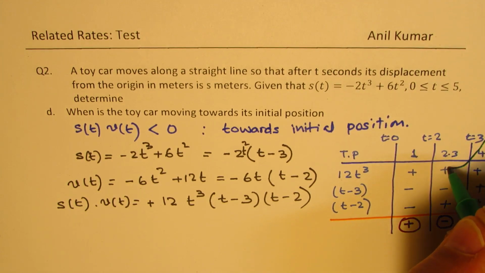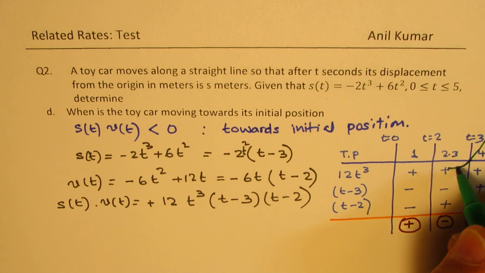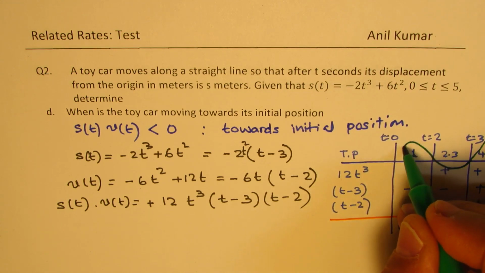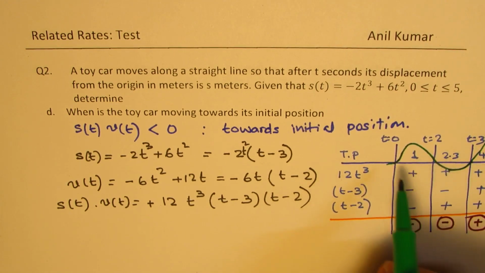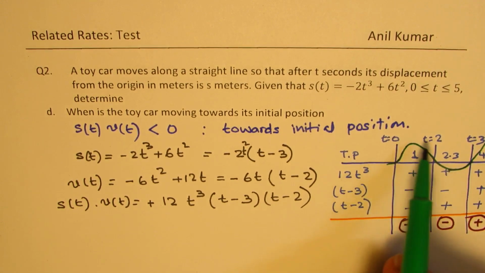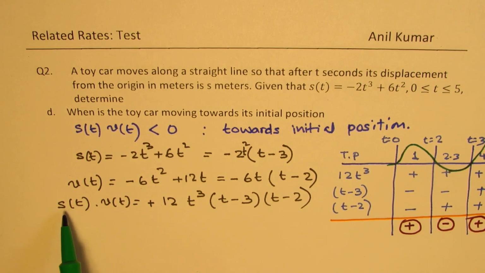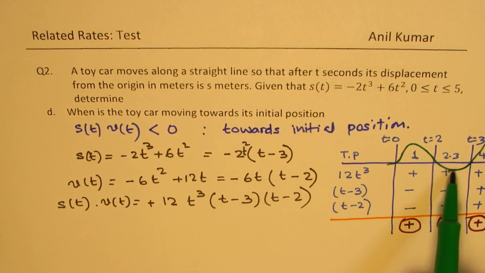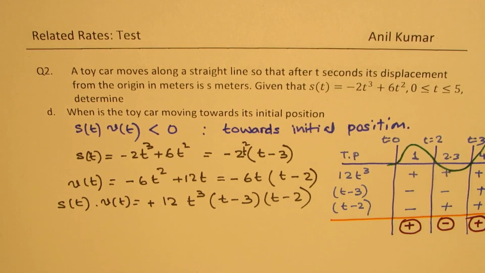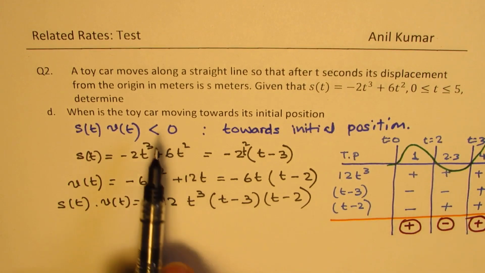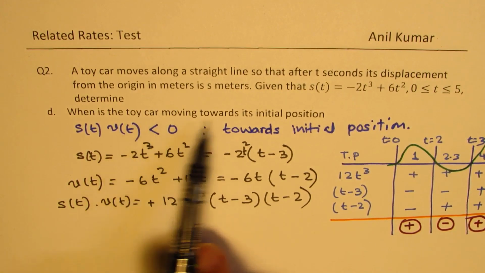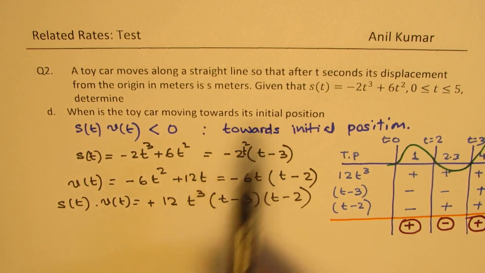These are like zeros, correct? So we have a zero which is kind of like this. Is that okay? Now this is cubic, right? So this will be kind of like this. So that is how we have, and that is the interval where the product of displacement and velocity is negative, and that is the time during which the object, toy car in this case, is moving towards the initial position, right?